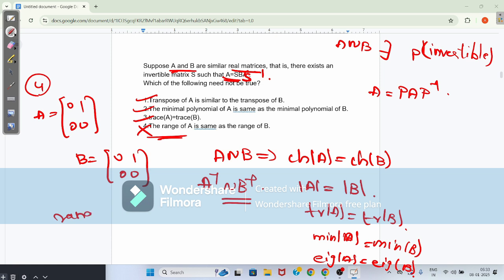This is the range of A. Range of A is 0 to 1, and the range of B is 1 0. So both the ranges are not equal, so these are not the same here.